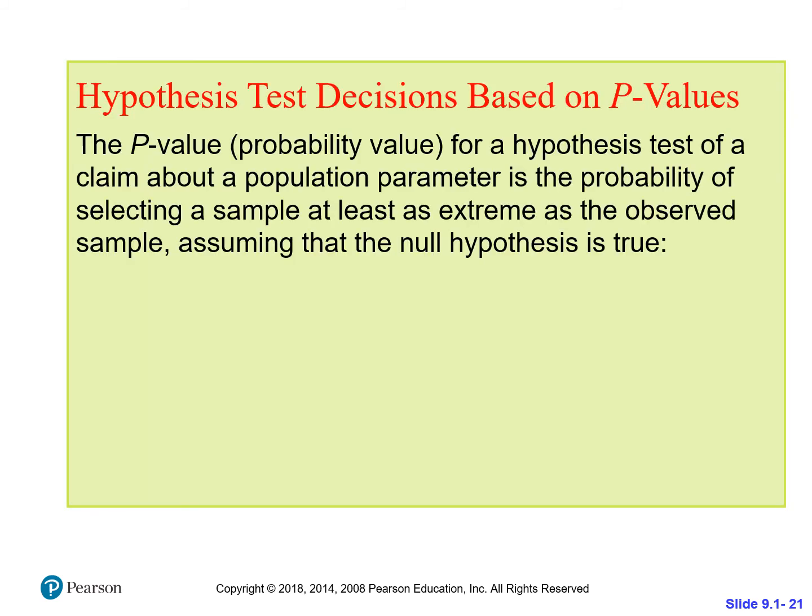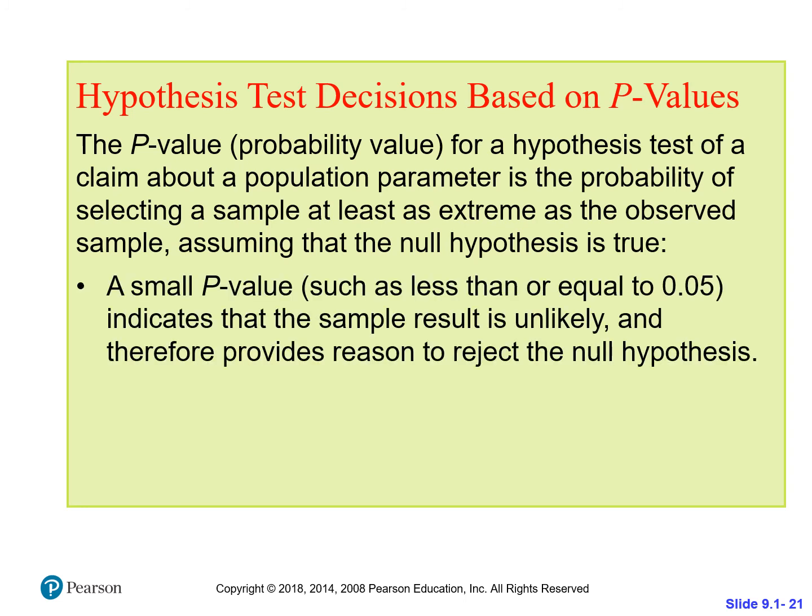The P-value, or probability value, of a hypothesis test of a claim about a population parameter is the probability of selecting a sample at least as extreme as the observed, assuming that the null hypothesis is true. A small P-value, for example less than or equal to 0.05, indicates that the sample is unlikely and therefore gives us reason to reject the null hypothesis. In other words, it is unlikely to just be a random situation; it probably resulted because of something.